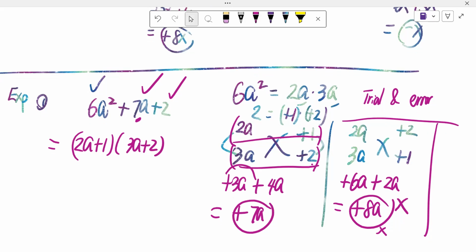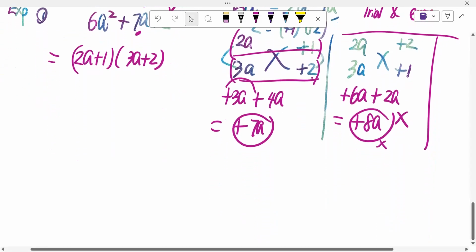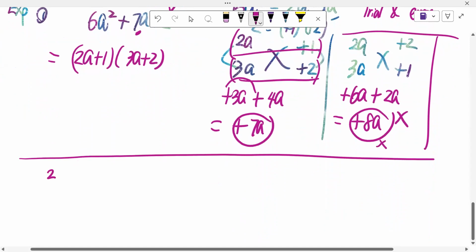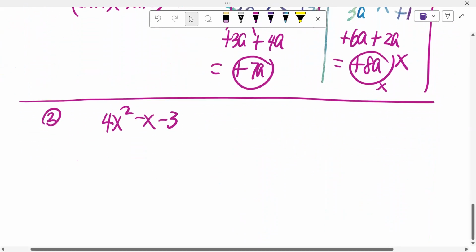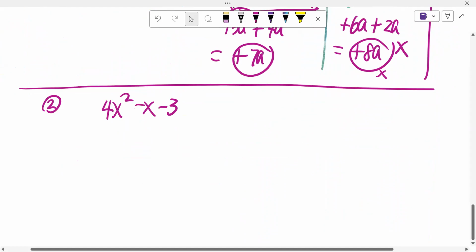Now let's look at question number 2. Then we get 4x squared minus x minus 3. And I'll try to factor this. But again, there's a couple of ways, right? We could factor 4x squared as 4x times x, and also we're going to factor -3. Meaning, -3 could be -1 times positive 3.